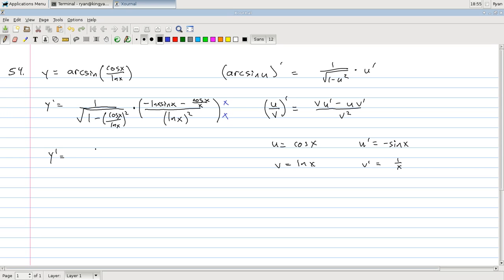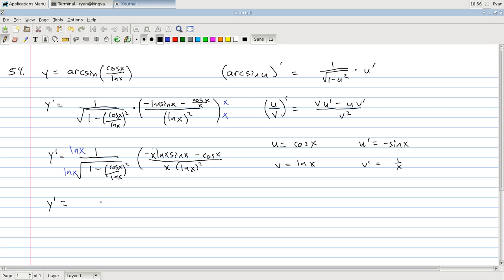So that leaves us for our derivative 1 over the square root of 1 minus cosine x over ln x squared times, now in these parentheses we'll distribute this x through to both terms, so this gives us minus x ln x sine x. On the second term the x's cancel, we've got cosine x. In our denominator we have x times ln x squared. And then finally here, I don't want to have this fraction inside of a fraction. So what I'll do is I'll multiply both the numerator and denominator by ln x. So that way we can get rid of the ln x that's down here.